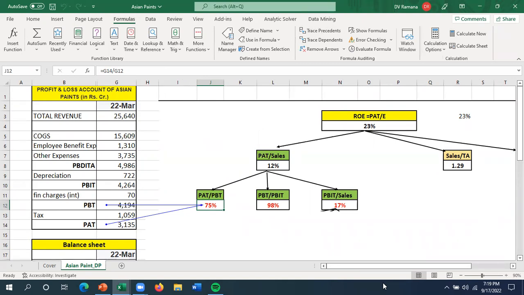There are cases where it's possible to reduce the tax burden of 25%. And if the tax burden is reduced from 25 to 22, then PAT by PBT will go up. All other things remaining constant, the PAT by sales will go up. And if PAT by sales goes up, all other things remaining constant, then ROE will go up. So you are managing ROE by managing the tax burden.